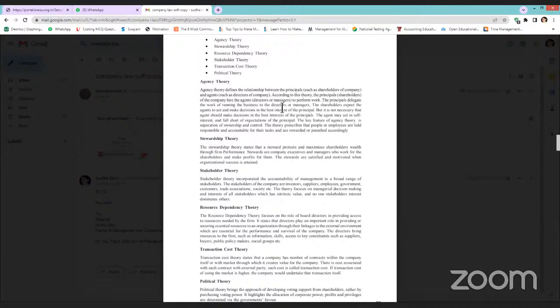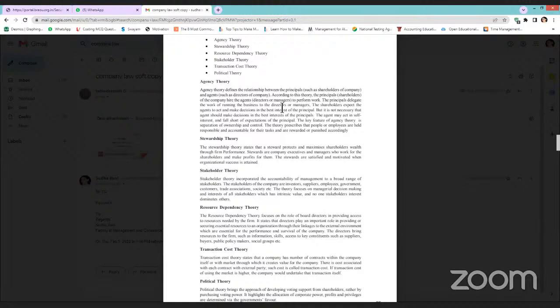Because the director also acts as an agent on behalf of the shareholders. So this theory tells the relationship between these shareholders and directors. According to this theory, the shareholders of a company hire agents to perform the work on behalf of the company. In the process, these principals delegate certain work to the directors or the managers in order to carry on the business.